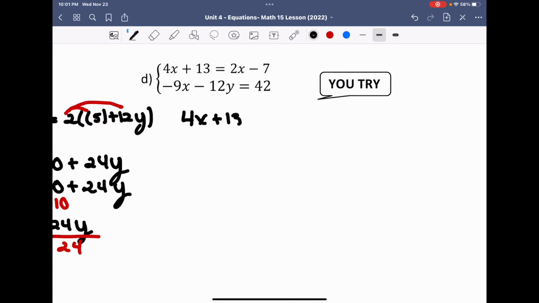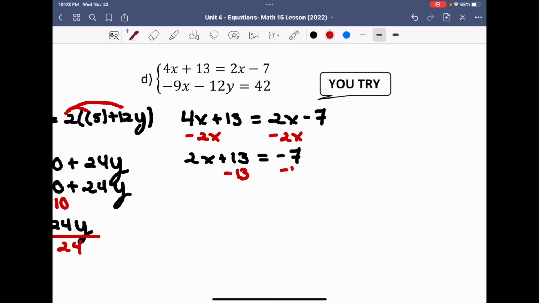4x plus 13 is equal to 2x minus 7. I'm going to subtract my 2x across, I get 2x plus 13 is equal to negative 7. I'm going to subtract away 13 from both sides, giving me 2x is equal to negative 20. And now I have a number being multiplied to the x, so I divide. X is therefore equal to negative 10. Now, this is half a solution. Remember, only having x is half a solution, or only having y is half a solution.